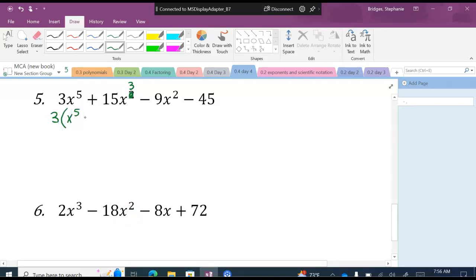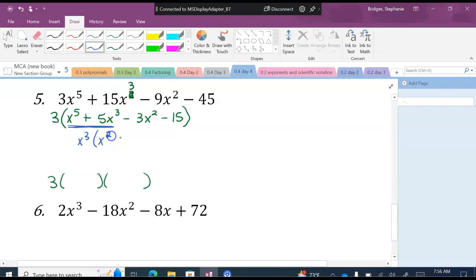That would be x to the 5th plus 5x to the 3rd minus 3x squared minus, what is that going to be, 15? Now we can focus on factoring it with just the 2 terms at a time. I'm going to hold on to that 3, and I'll fill it in at the end. Looking at my first 2 terms, what is it that those have in common? An x to the 3rd. Okay. And if I pull that out, what's left?